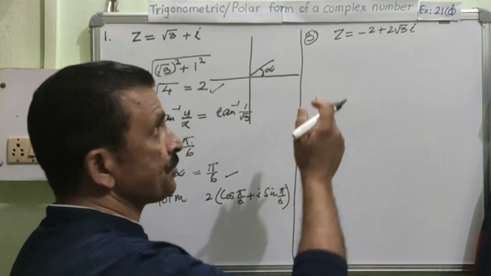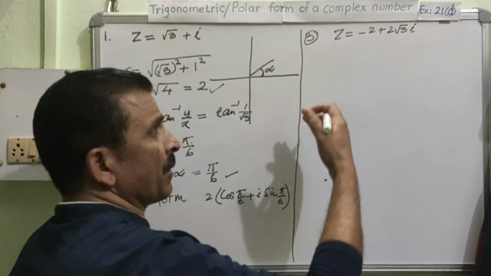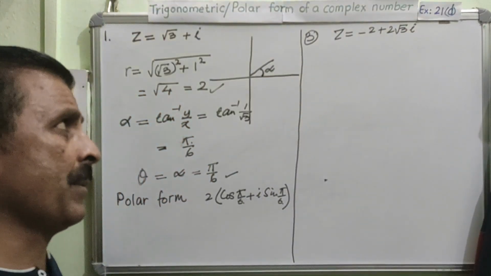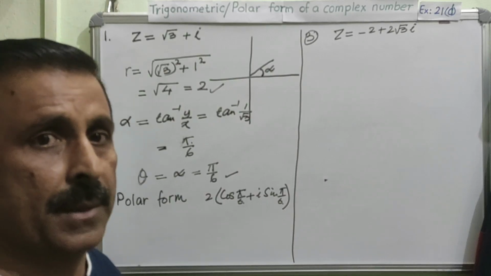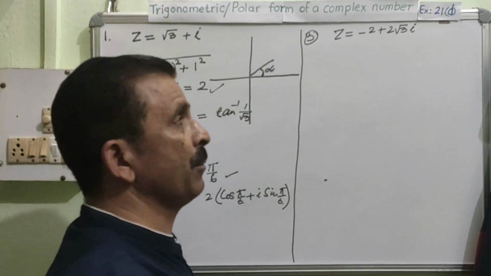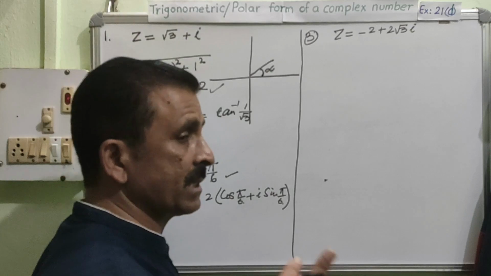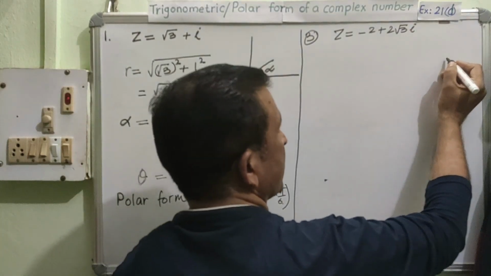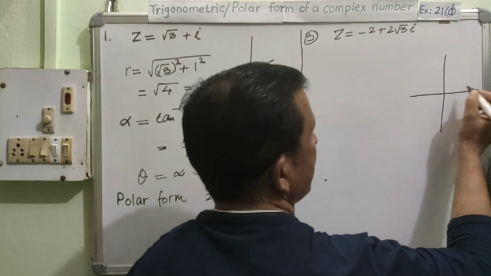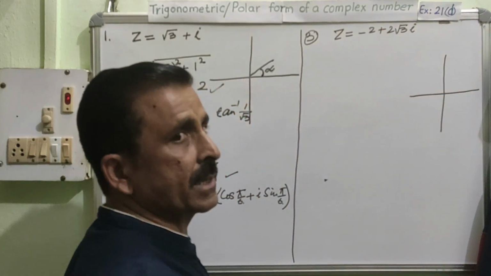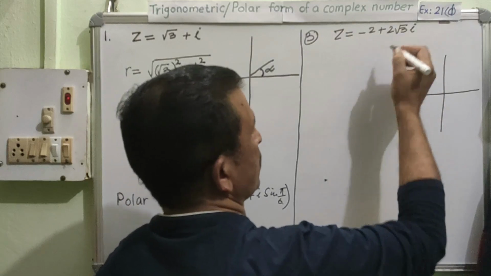Clear? So for finding any of these three things, before that, we will first find out the location of this complex number. Where does it lie? So that we will be able to get the correct value of amplitude, that is theta. So let us draw the coordinate once again. I told you to find out the location for finding the amplitude. This is very important, right? Now let us plot this complex number.